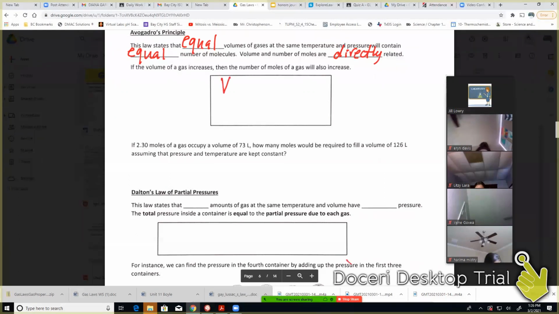So our formula for this is V1 over N1 is equal to V2 over N2. And N is equal to moles. MOL is the abbreviation. It has to be in moles, not in grams. If it's in grams, then you would have to use your molar mass to convert it.